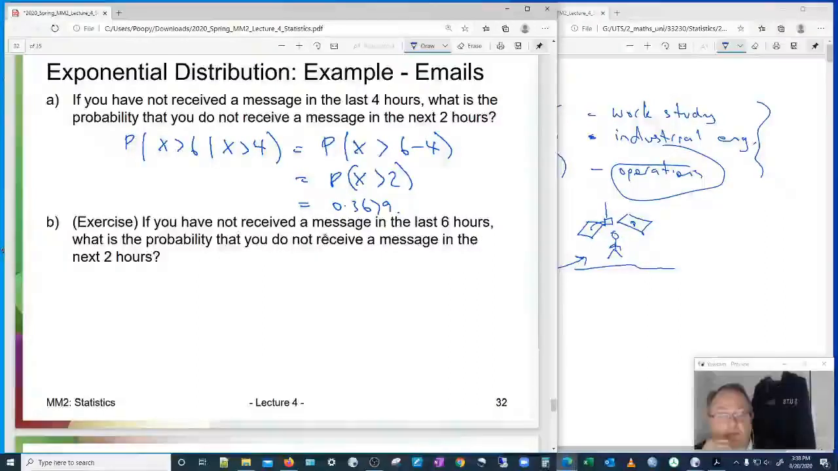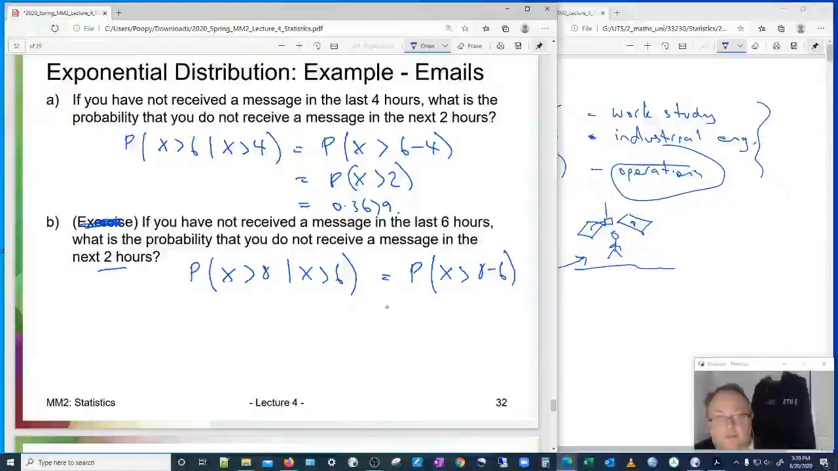Then, if you've not received a message in the last 6 hours, what is the probability that you did not receive a message in the next 2 hours? So again, you've got to work that through. We've got the probability of 6 and 2 now, not 4 and 2. So that means we're going to have a variable 8, given that our delay is 6. So our difference will be 2, so it'll be 8. X is greater than 8 minus 6. So we'll get x is greater than 2 again. So we get that same 0.3679.